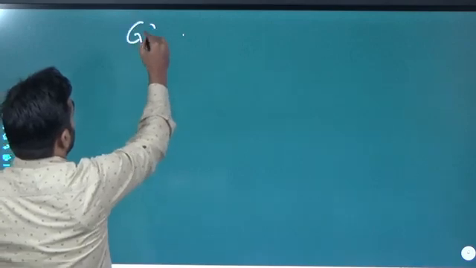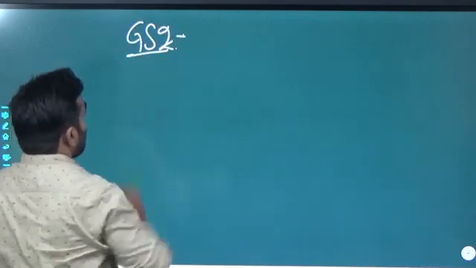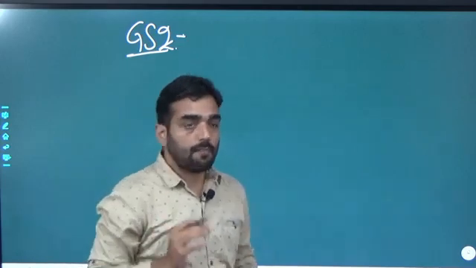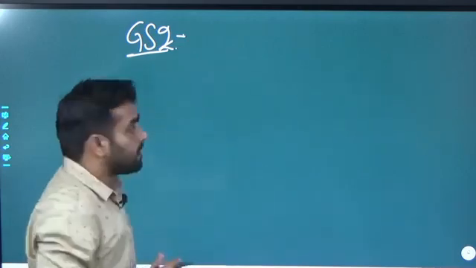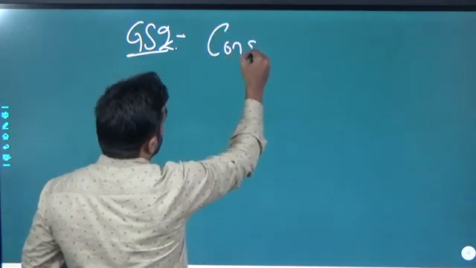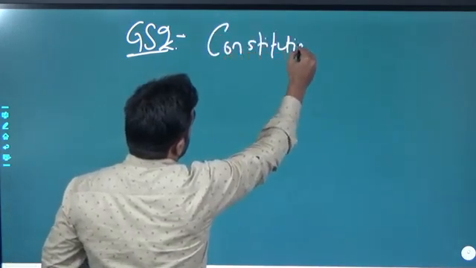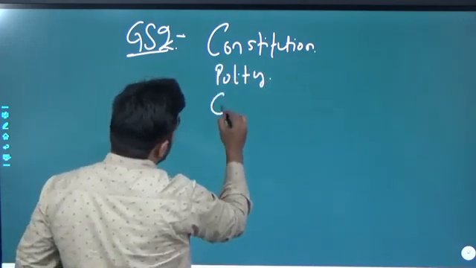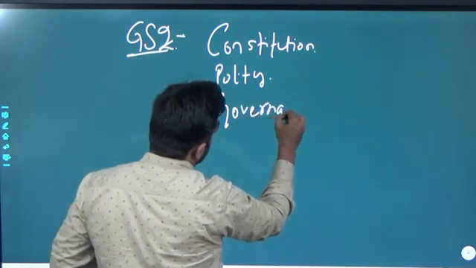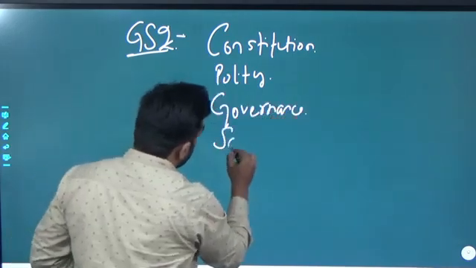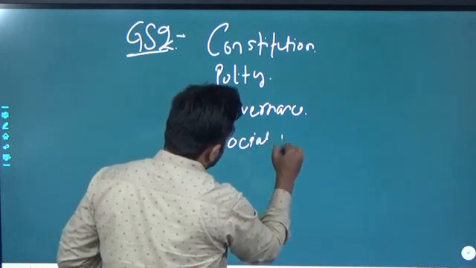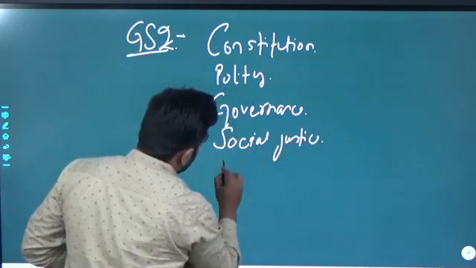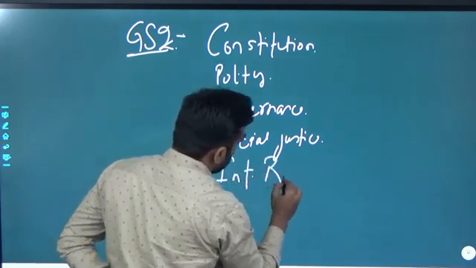I will today introduce the GS paper 2 syllabus. So, talking about GS paper 2, GS paper 2 of the civil services exam is basically divided into 5 sections. The first is constitution. Second part is polity. Then comes the governance part. Then there is social justice. And the last part is international relations.